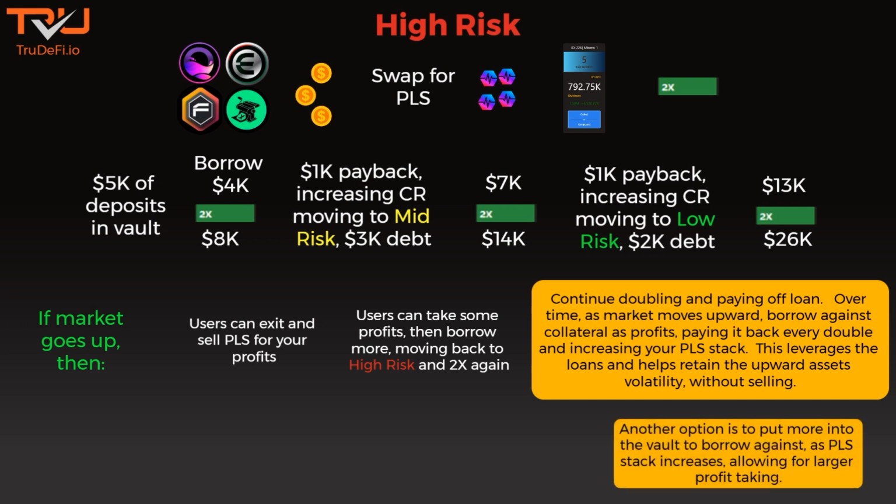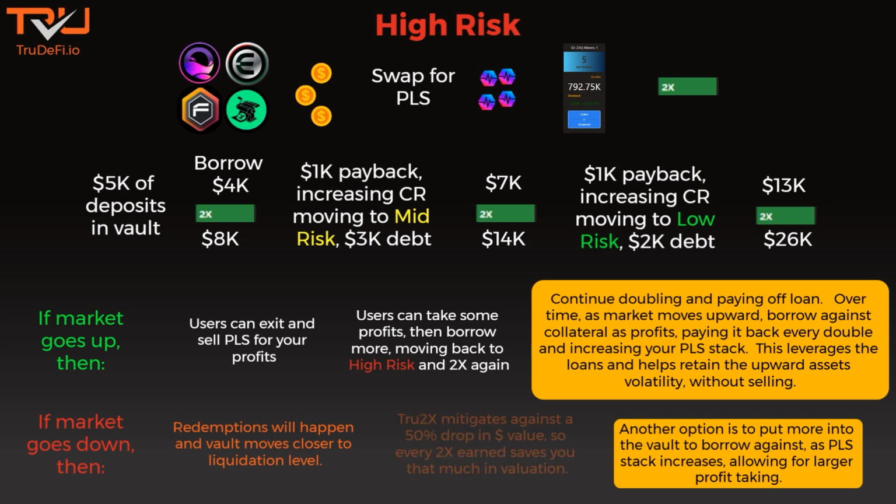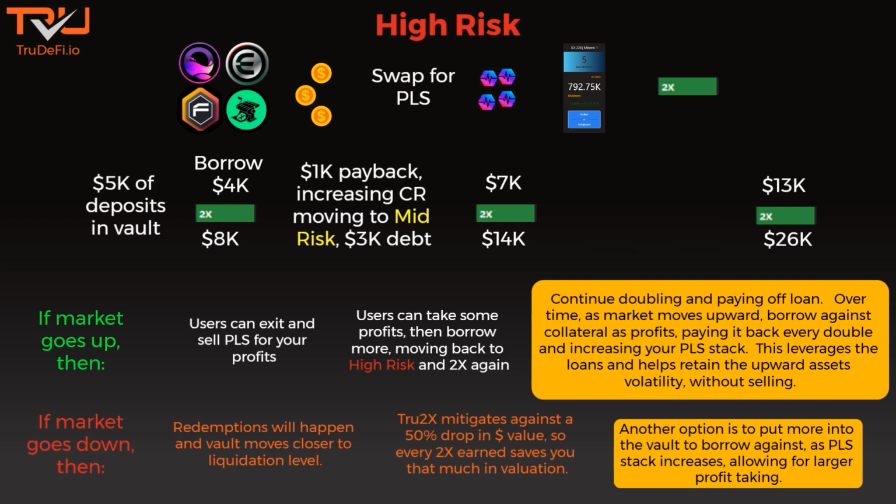Another option users would have is, as they double, to use their Pulse to increase their vault size, thus increasing the amount they can borrow against, and thus the amount of profits they can take. Now if the market goes down using this strategy, users must understand that their vaults will be subject to liquidation if their collateralization rate drops too low. But Tru2X, as a tool, mitigates against a 50% drop in the dollar value of Pulse, so every 2X earned saves you that much in valuation.